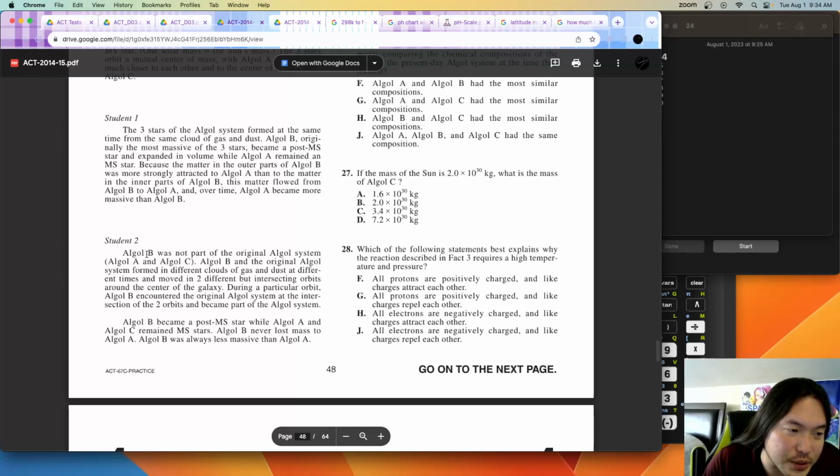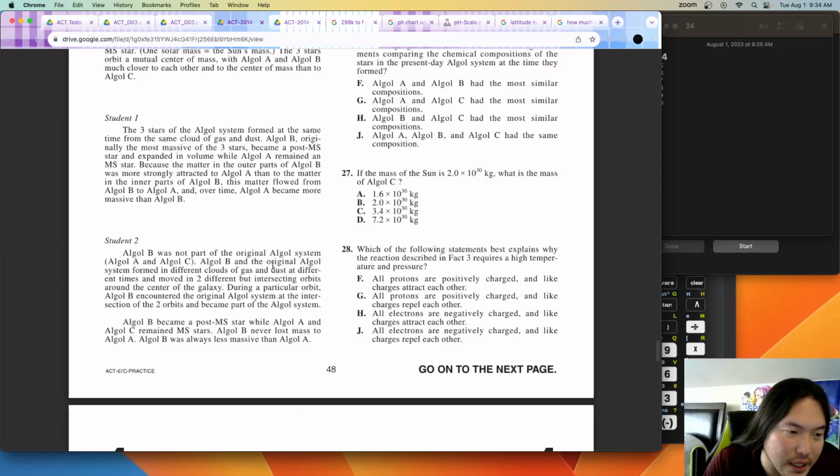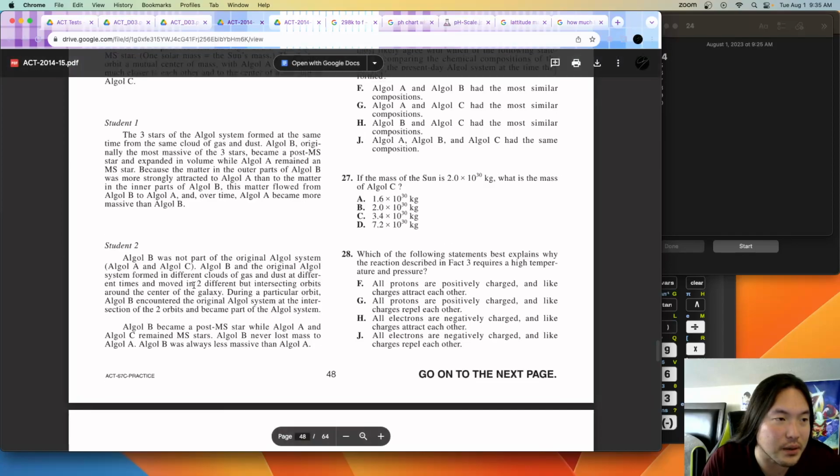So we have another student. Algol B was not a part of the original Algol system, Algol A and Algol C. Algol B and the original Algol system formed in different clouds of gas and dust at different times and moved into 2 different but intersecting orbits around the center of the galaxy. During a particular orbit, Algol B encountered the original Algol system at the intersection of the 2 orbits and became a part of the Algol system. Algol B became a post-MS star, while Algol A and Algol C remained MS stars. Algol B never lost mass to Algol A. Algol B was always less massive than Algol A.